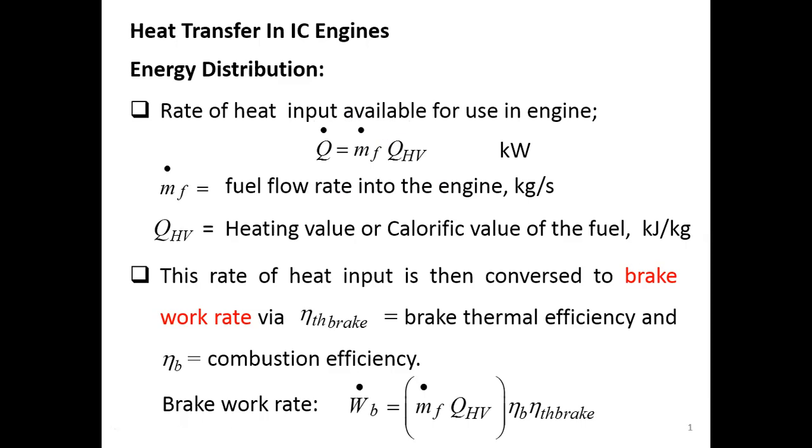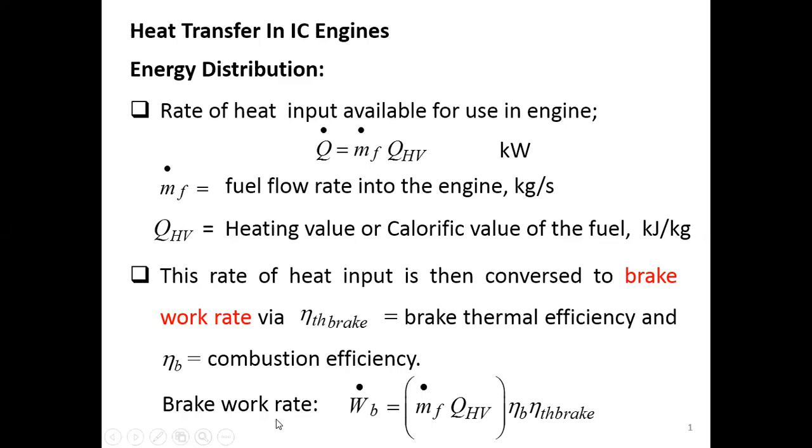combustion engines, right? So the first one is this heat will convert into the brake work rate, or the brake output rate, right? Using what? Using the brake thermal efficiency. So the first amount goes to the brake work rate. And how do we know? We know it from the brake thermal efficiency and also the combustion efficiency, right?